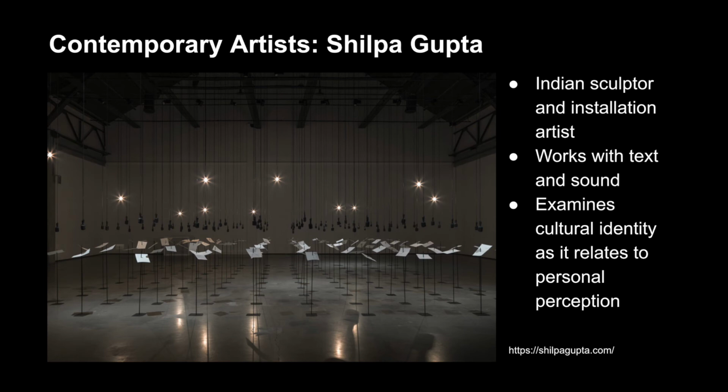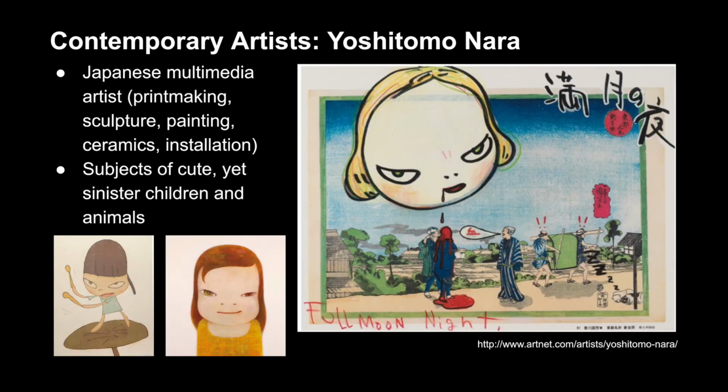Now I want to introduce you to some contemporary Asian artists. As usual, these descriptions are going to be very brief, so please feel free to do more research if you want to learn more about these individual artists. Here we see an installation work by an Indian sculptor and installation artist who works with text and sound. Her work examines cultural identity as it relates to personal perception. Next we have a Japanese multimedia artist working in printmaking, sculpture, painting, ceramics, and installation. While most of his subjects are very cute little children or animals, they often have a very sinister tone to them.